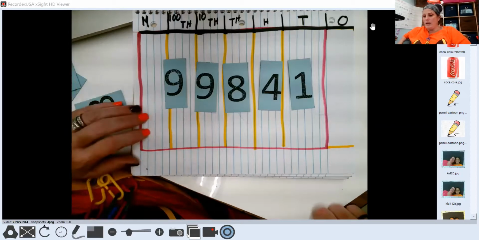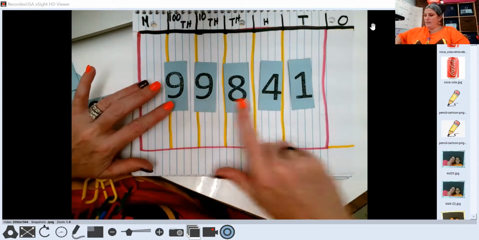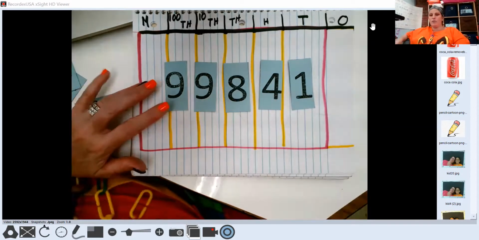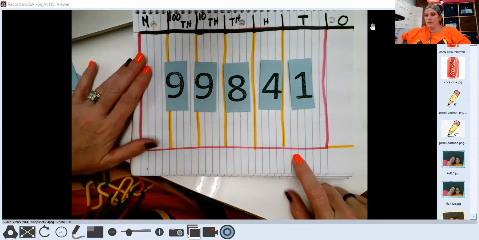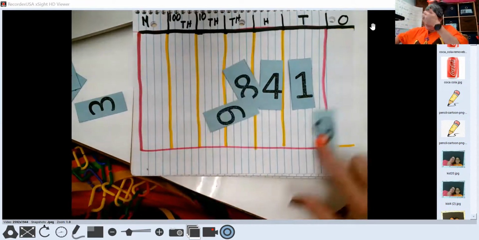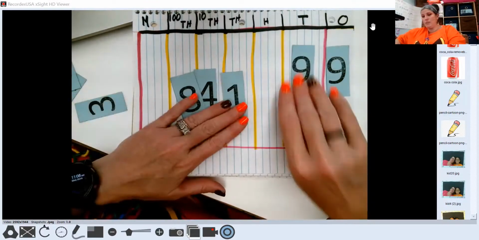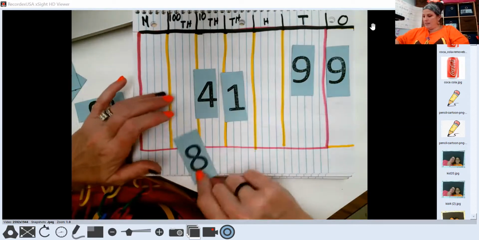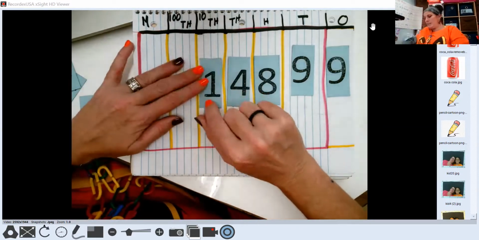All right, so here are my next set of digits. I have 99841. I want to create the least number that I can create using these set of digits. So that means my greatest digit has to go in the ones. And then my next available digit would be the next 9 would go in the tens, 8 in the hundreds, 4 in the thousands, and 1 in the 10,000s.